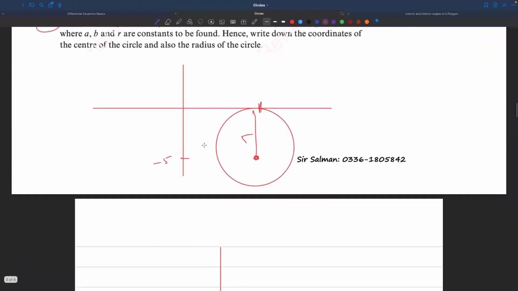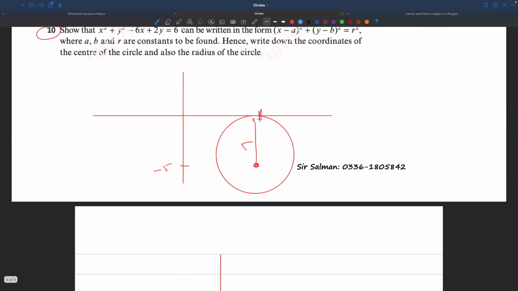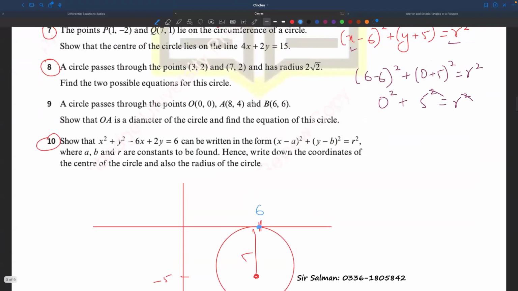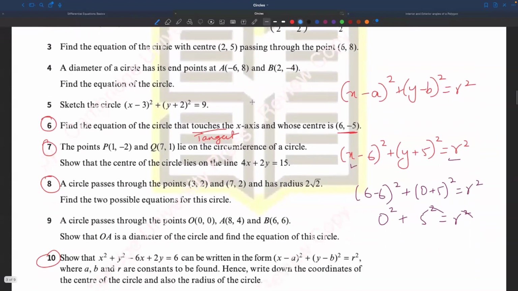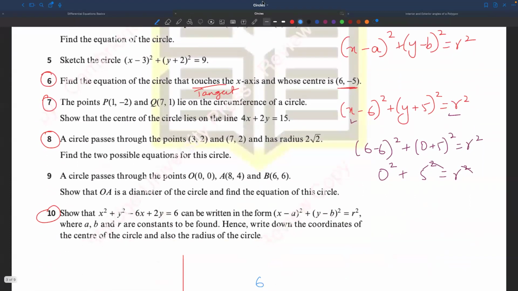Because by chance we already know that this point will have the x coordinate as 6. Okay, try 7.